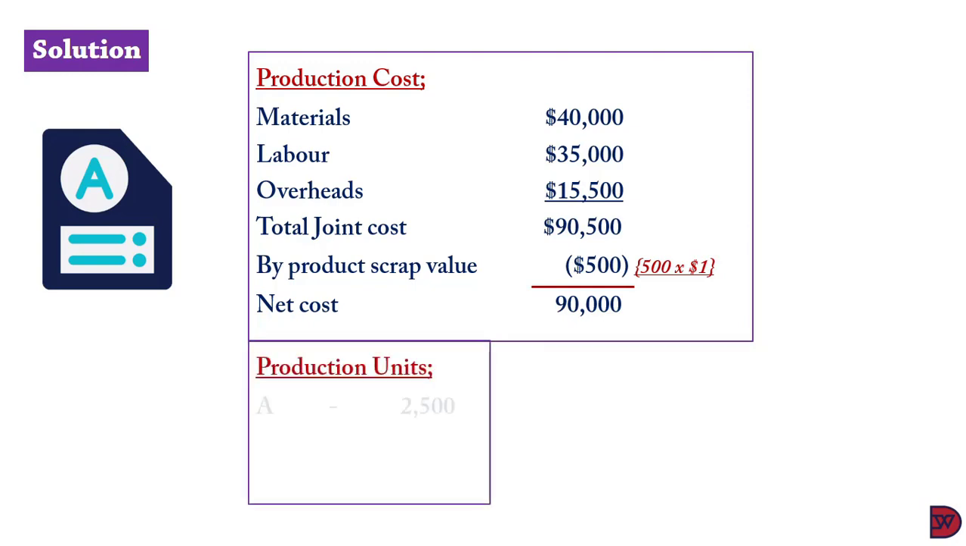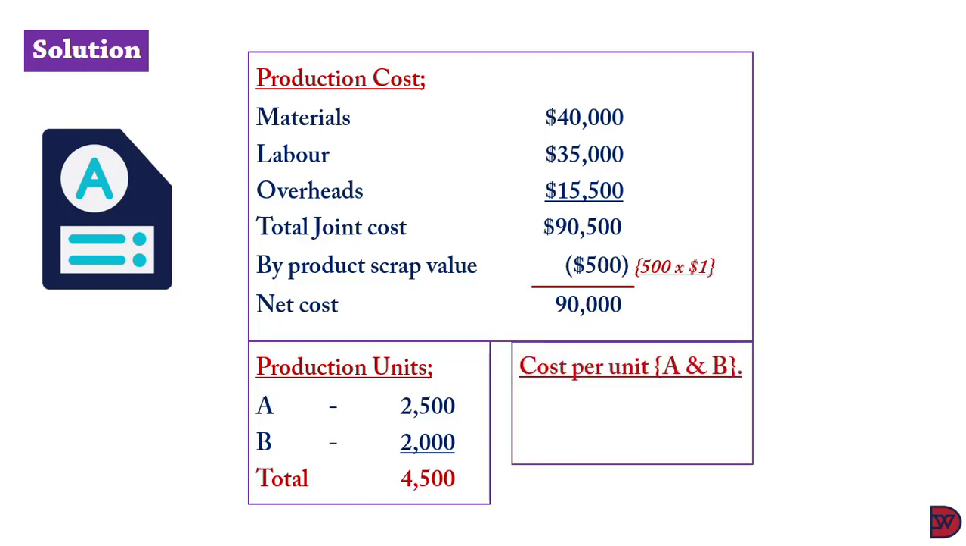For production units, A was 2,500 and B was 2,000, so the total physical units produced was 4,500. We are going to apportion on this basis. The cost per unit of A and B is going to be $20 per unit, which is the $90,000 net cost divided by the 4,500 total production units. This is going to be applied to both A and B.